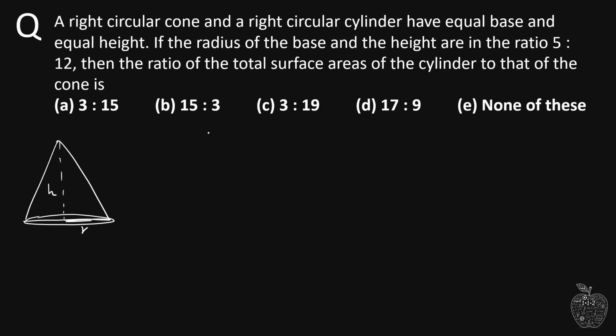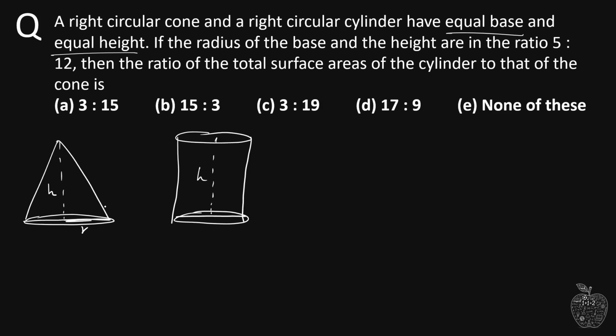Okay, and there is also a cylinder. This is also a right circular cylinder. That means the height of the cylinder bisects the base of the cylinder. The question is telling me that the right circular cone and right circular cylinder have equal bases and equal heights. So if the height of the cone is h, then the height of the cylinder will also be h. Similarly, the radius of the cone is r, so the radius of the cylinder will also be r.